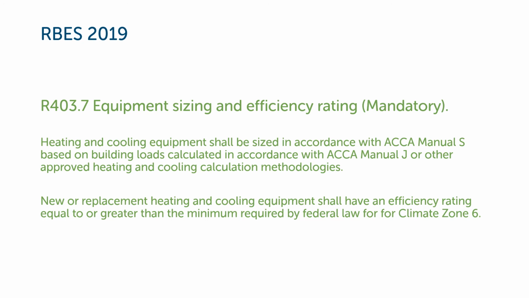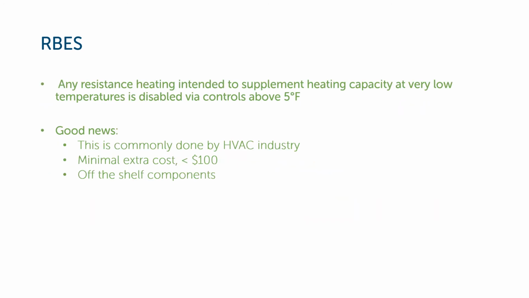New or replacement heating and cooling equipment shall have efficiency rating equal to or greater than the minimum required by law for climate zone 6. So don't put in terrible equipment and do a heat load calculation. That's all it's saying. It's just common sense. And one more thing on RBs.